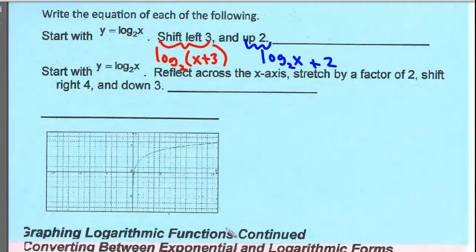Let's put these things together. y equals log base 2 of x plus 3, plus 2.